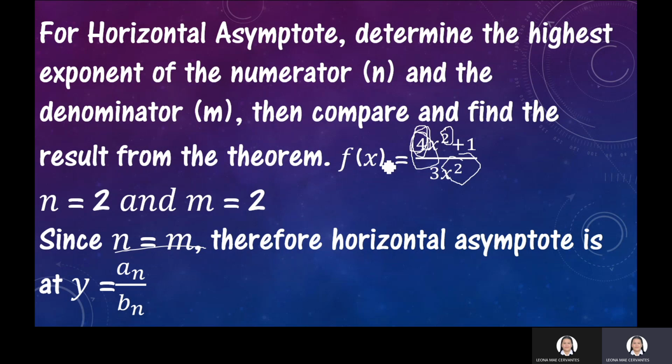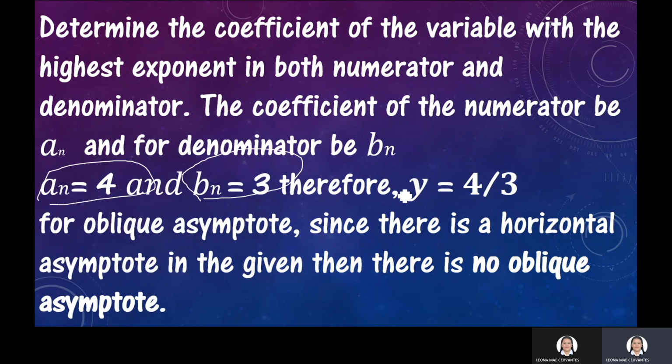Numerator, 4. Denominator, kasama niya or coefficient niya is positive 3. So, a sub n is equal to 4. Then, b sub n is equal to 3. Again, a sub n is equal to 4. B sub n is equal to 3. Okay?